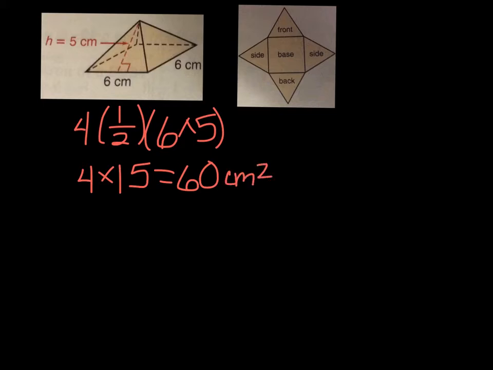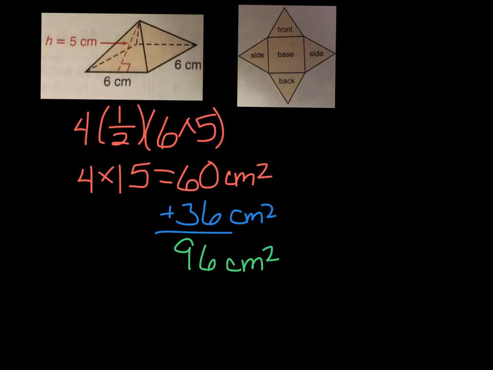Then we'll figure out the area of the base. So the base we can see is 6 times 6. So that would be 36. So we would add that here, 36 centimeters squared. And we add those together and we get 96 centimeters squared.